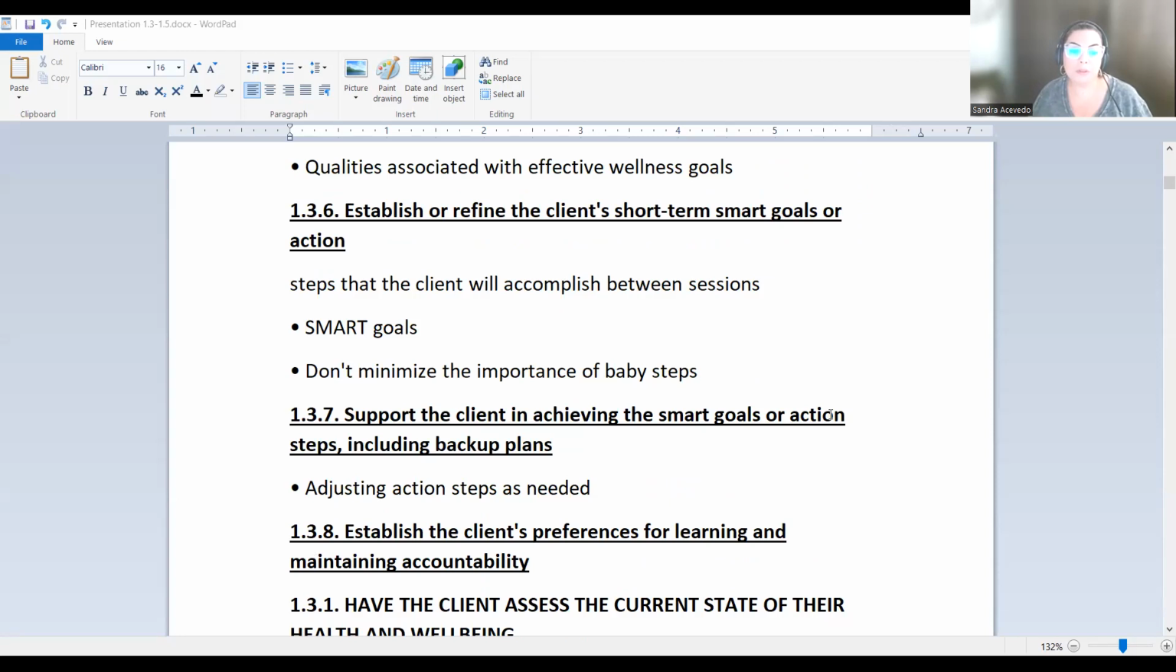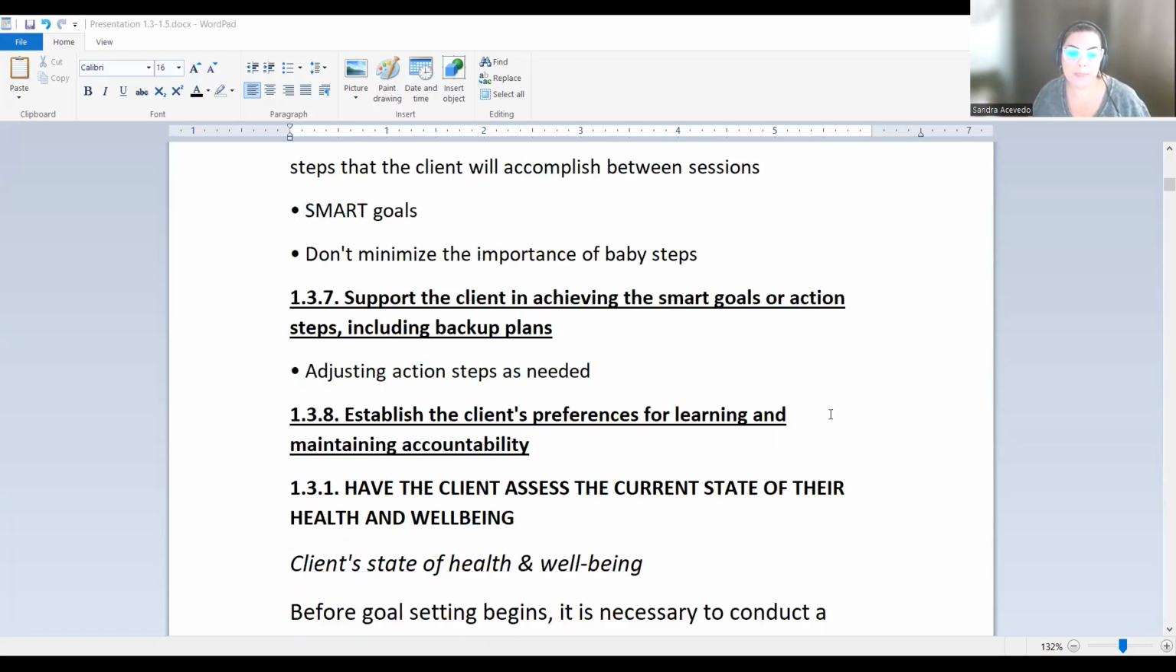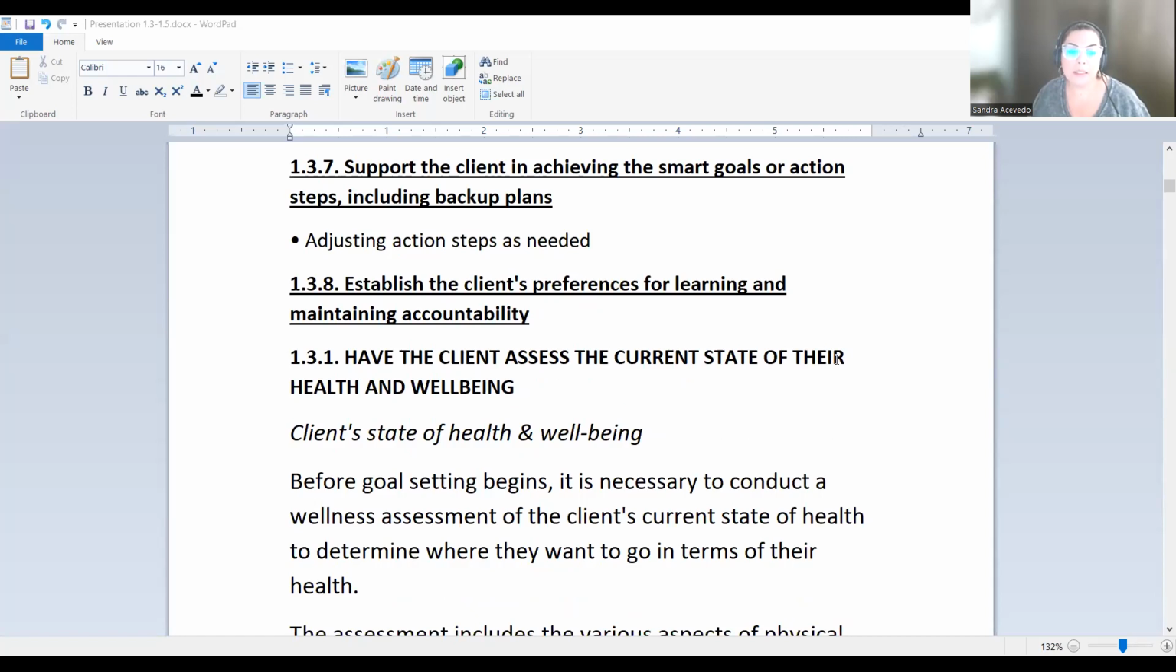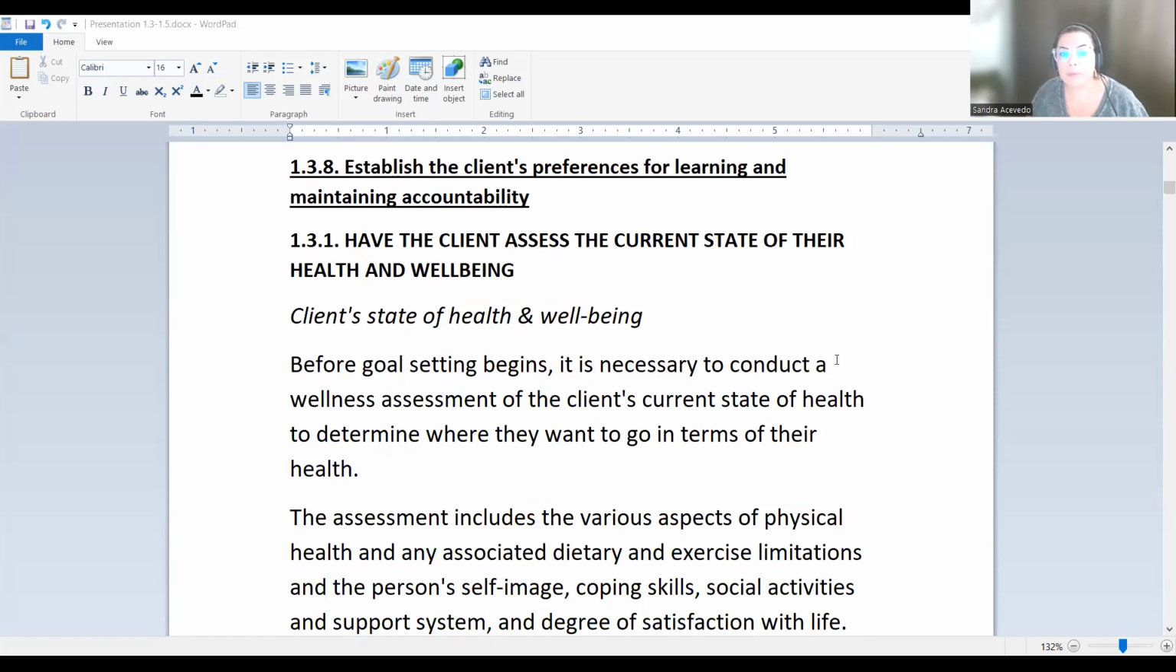SMART goals don't minimize the importance of baby steps. Support the client in achieving the SMART goals or action steps, including backup plans, adjusting action steps as needed, and establishing the client's preferences for learning and maintaining accountability. So now we begin with 1.3.1.